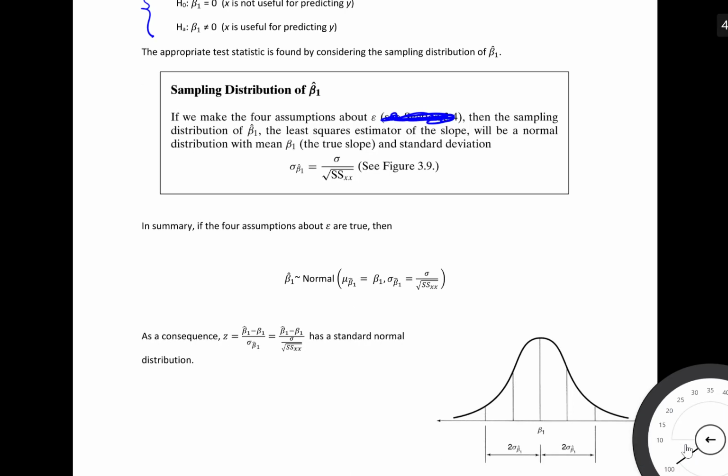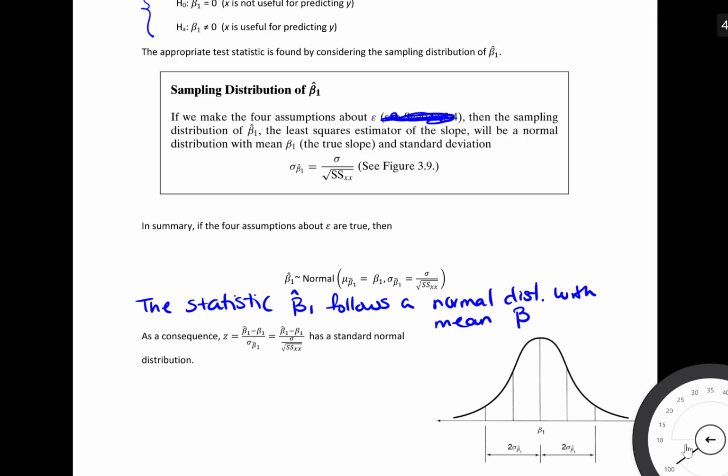And what this tells us is that the statistic beta hat 1 follows a normal distribution with mean beta 1 and standard deviation equal to sigma divided by the square root of the sum squared xx.